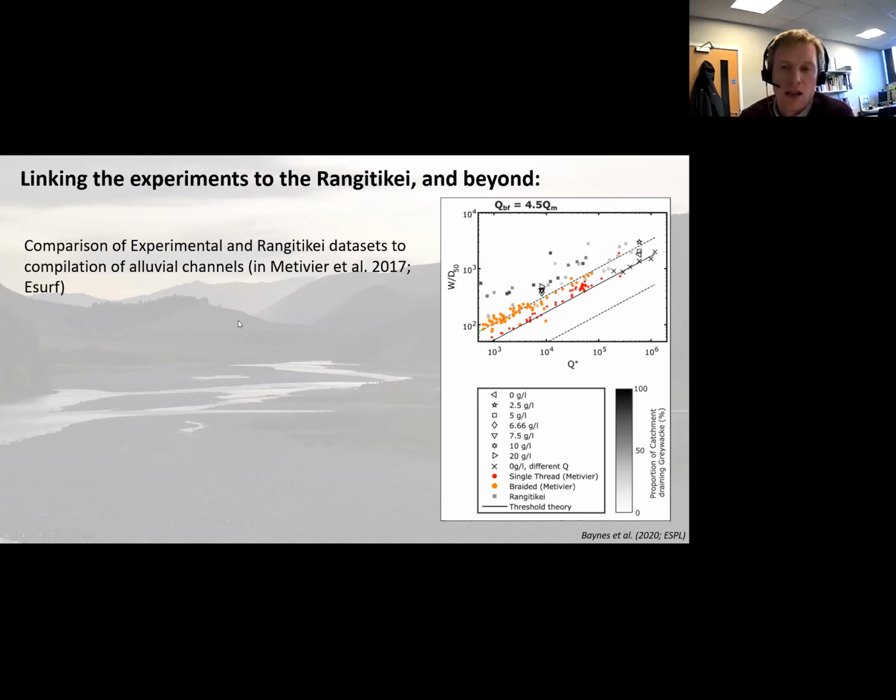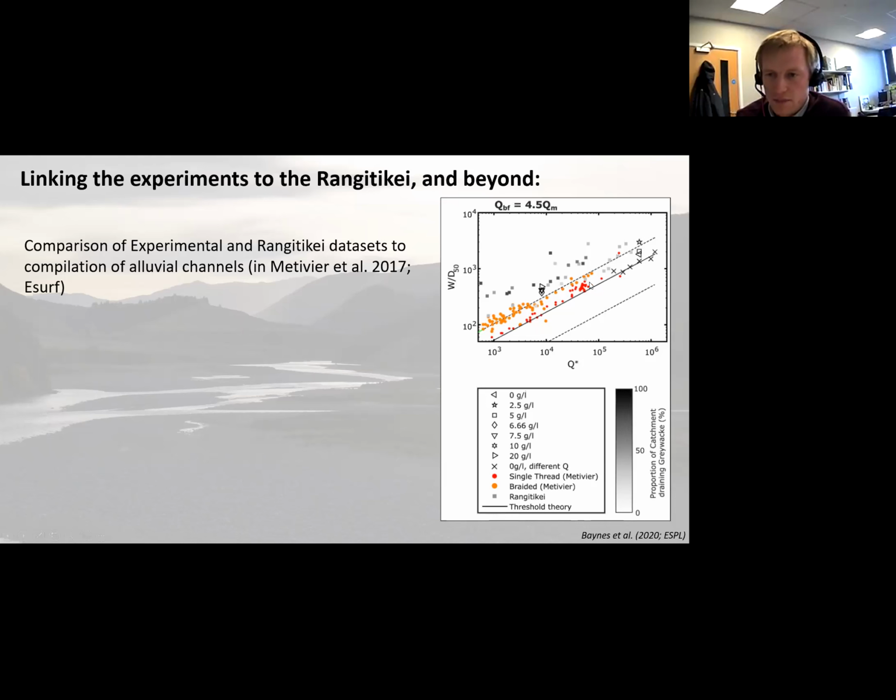previously published examples of channel geometry, which we've taken from Francois Métivier's paper in 2017 in eSurf, which is a really nice compilation of channels looking at the difference between single thread and braided. So these lines here are the values that we'd expect from threshold theory based on black, and then the dashed lines are basically a range of values for the threshold theory based on different constants.